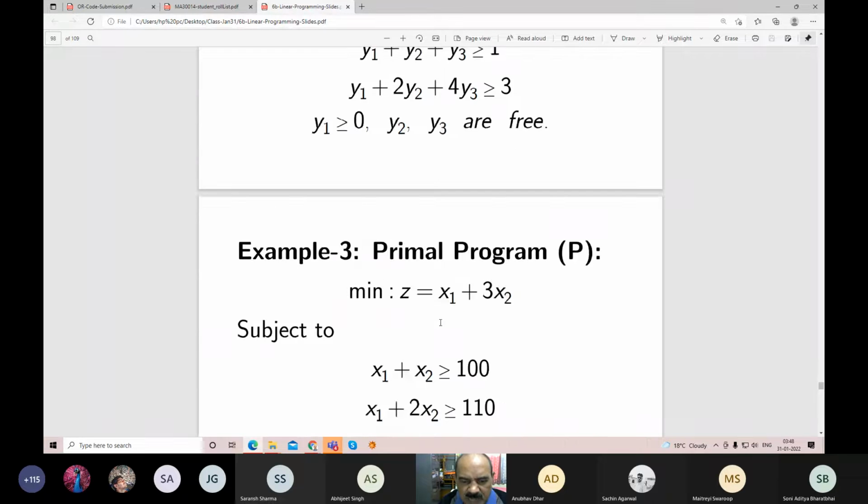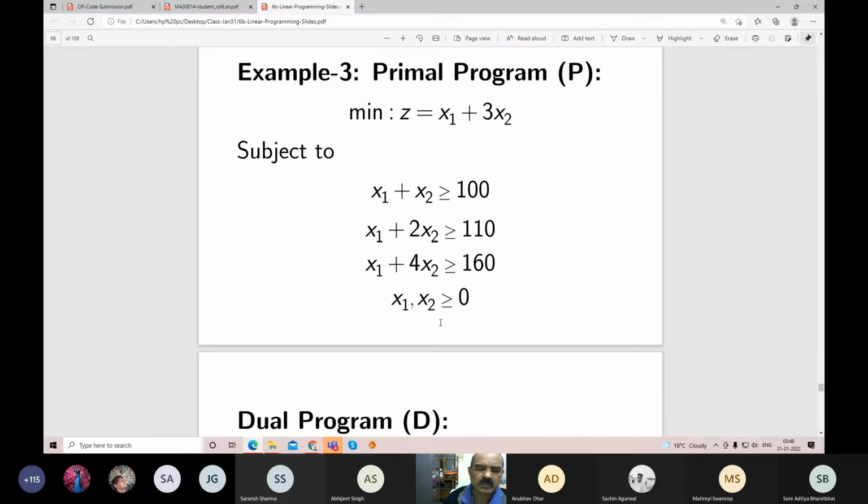Now I am coming to the third example. Earlier we had taken a problem where all the constraints are less than or equal type and the objective function was maximization type. Here I am taking a problem where the objective function is minimization type and the constraints are all greater than or equal type. Which method will apply to solve example 3? Tell me.